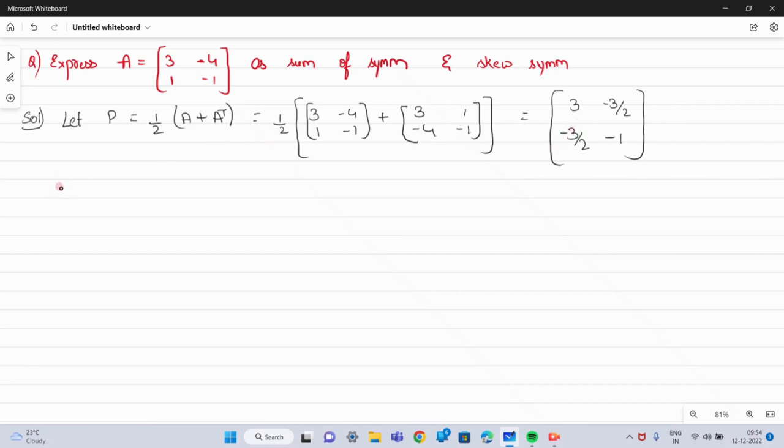Now we'll check whether P transpose is equal to P or not. Now P transpose becomes, rows become columns and columns become rows, which is nothing but the same P matrix itself. Therefore, P is a symmetric matrix.